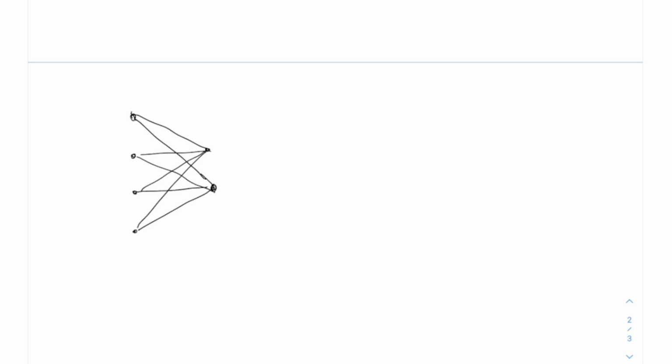All right. There's actually a name for this. This is called a bipartite graph because the vertices naturally fall into 2 categories. There's the ones on the left and the ones on the right. Bipartite. There's 2 parts to this graph. And then you have edges connecting all of them.